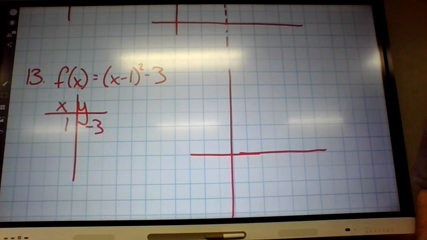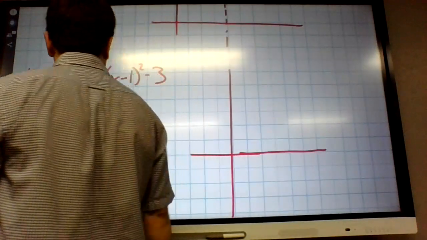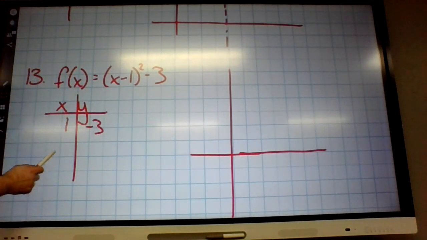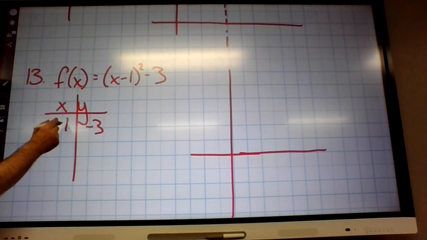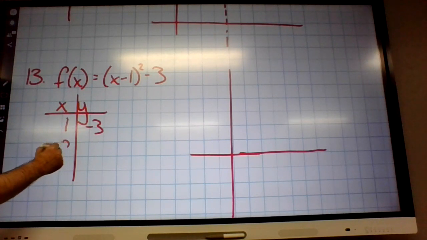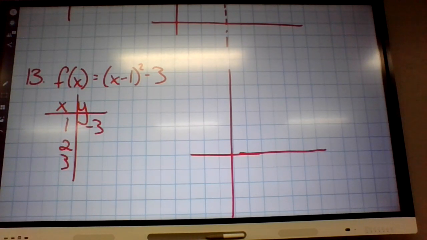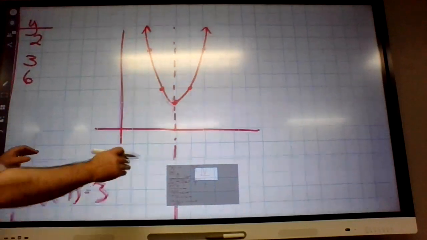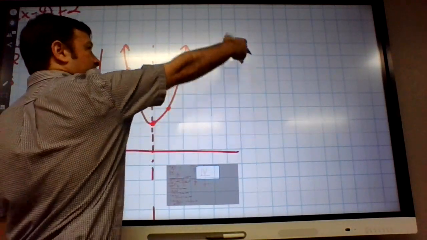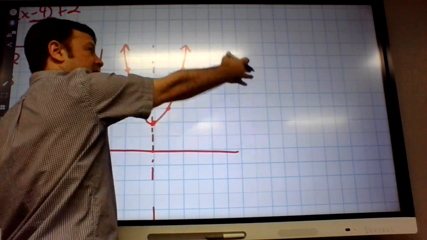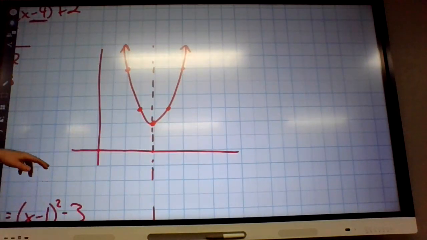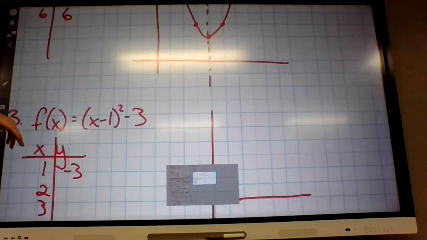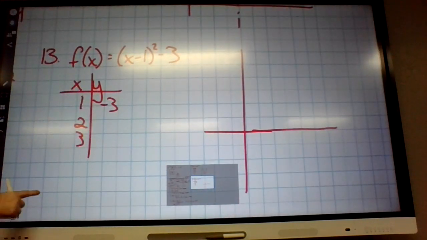Okay, Moses, what would be some good x values to plug in here? Right. If the vertex is at 1, maybe we plug in 2 and 3. So just stick close to the vertex. Why would we not want to get far away from the vertex? Right, because if I try plugging in 10 over here, what am I going to get? Like 100. So the graph gets really big if you get away from the vertex. So you want to stick close.